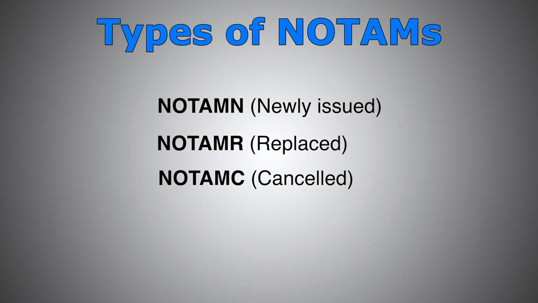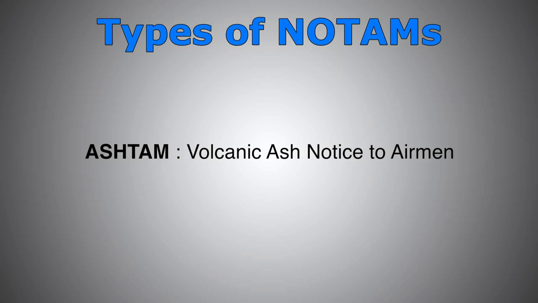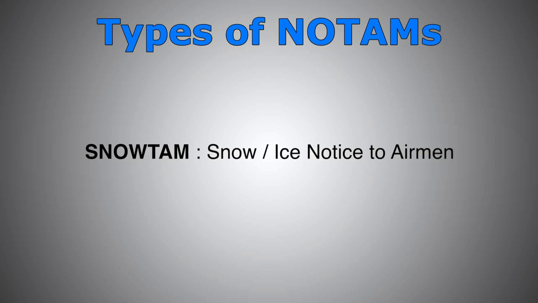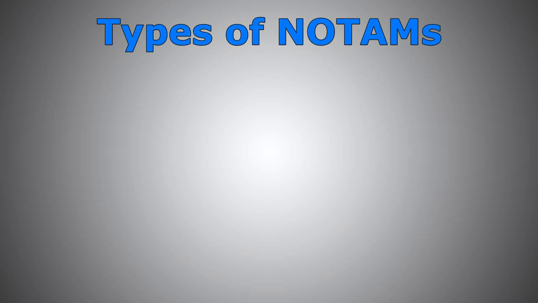And of course, in parallel to this, you might find the ASHTAMs, which are a volcanic ash notice to airmen. So they are just issued whenever there are any volcanic activities in the area that might affect the safety of the flight. And also you're gonna find SNOWTAMs. SNOWTAM, as the term defines, is a NOTAM that concerns snow, ice or any combination of these that might affect the operation of the aircraft, whether on the ground or in the air. It's also worth noting that the maximum validity period of a SNOWTAM is 24 hours, and a new SNOWTAM will be issued whenever there is a significant change in conditions.